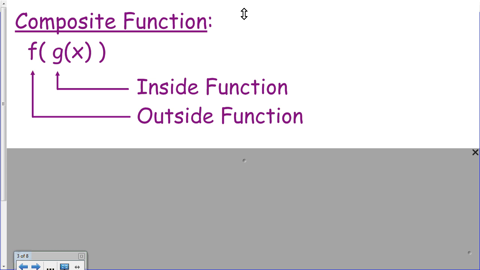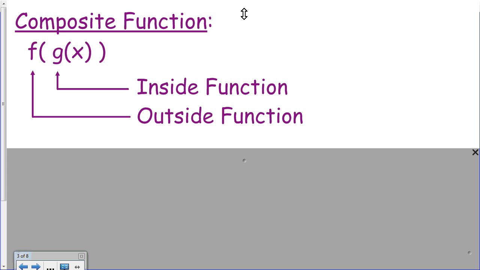The terminology that we use is pretty straightforward, actually, to describe the parts of this composite function. You have what we call the inside function, called that because it's the function that's on the inside here. And you have what's called your outside function, which would be function f. Function g is the inside, function f is the outside.